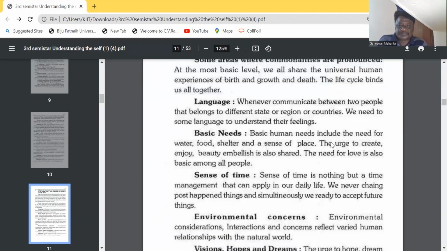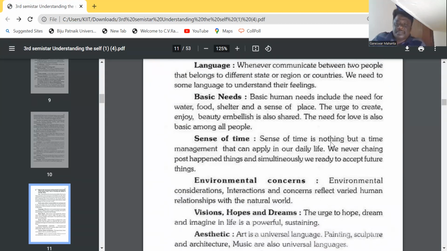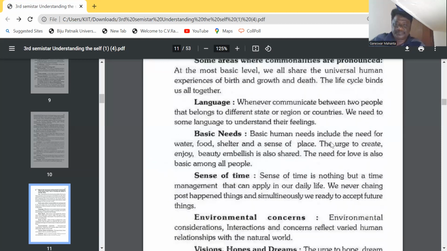Basic needs. Basic human needs include the need for water, food, shelter, and a sense of place. The urge to create, enjoy beauty, and embellish is also shared. The need for love is also basic among people.